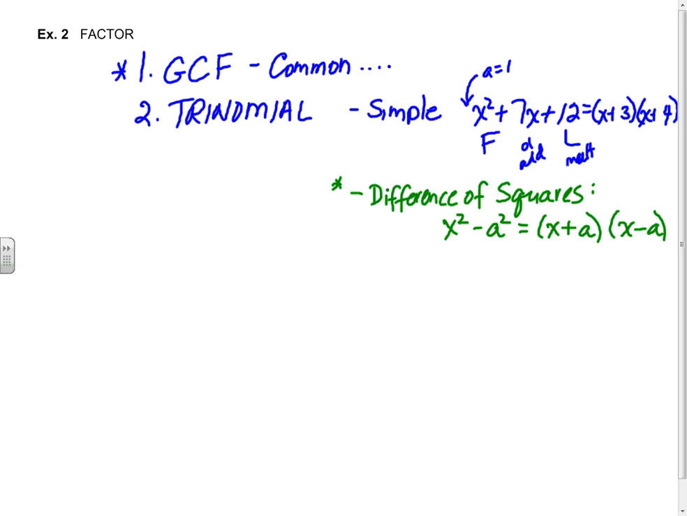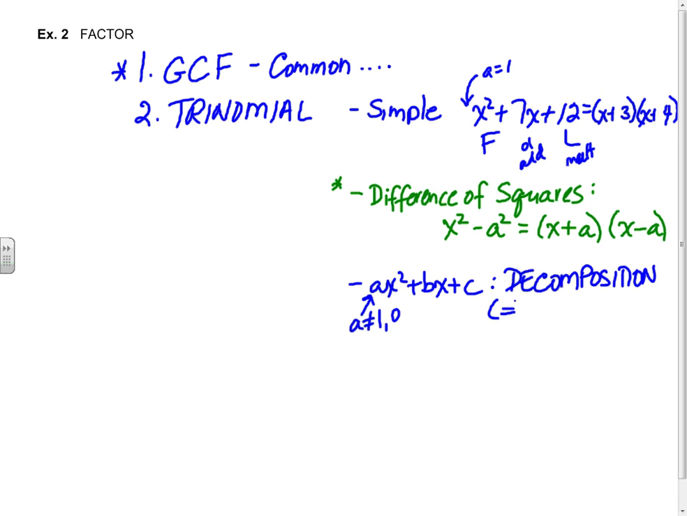Lastly, we have more difficult trinomials, but they're trinomials in the form ax squared plus bx plus c, where a is not 1 or 0. We use decomposition to factor those, where we break apart the middle term so that we can factor by grouping. First two, second two, put it all together. We were really good at this. As a quick recap, let's look at the next 4 functions and factor them.